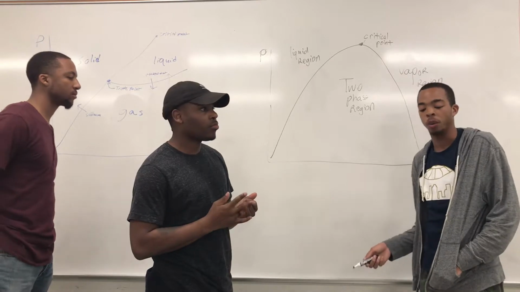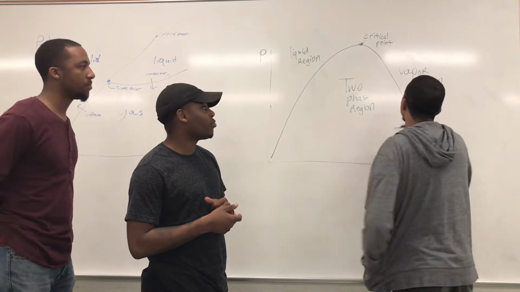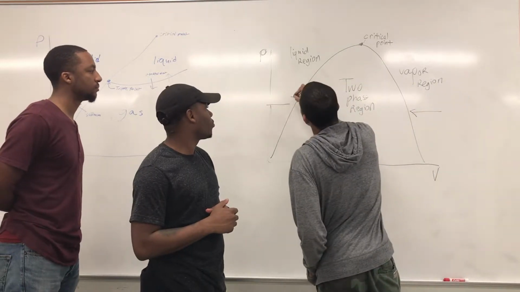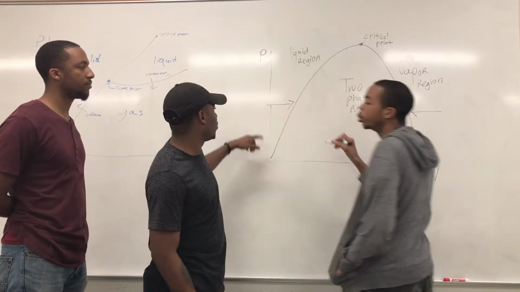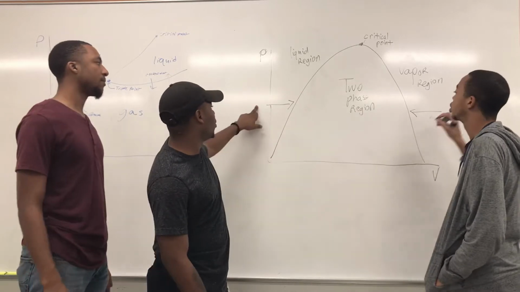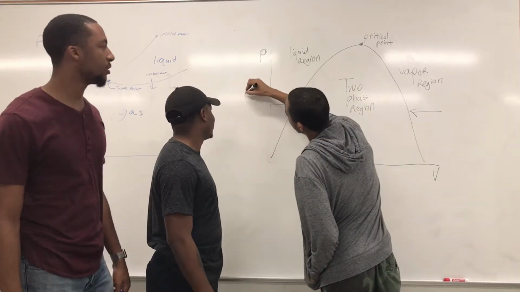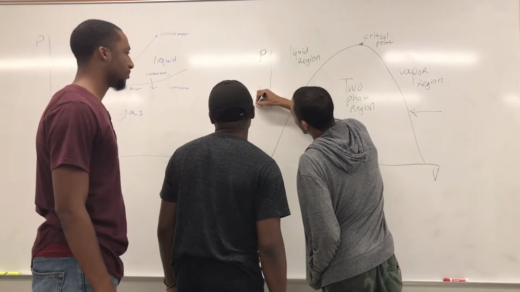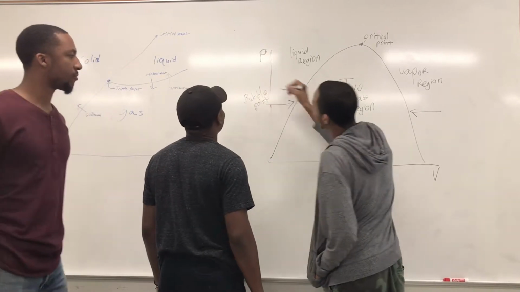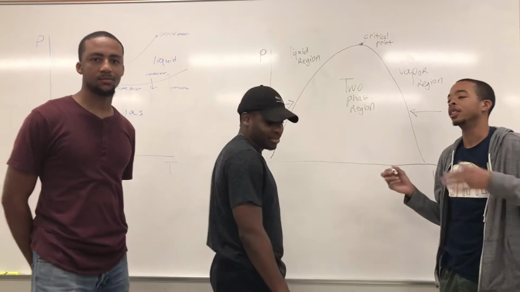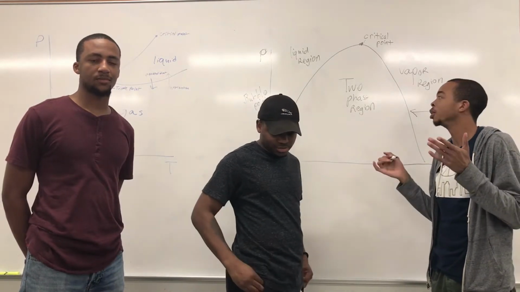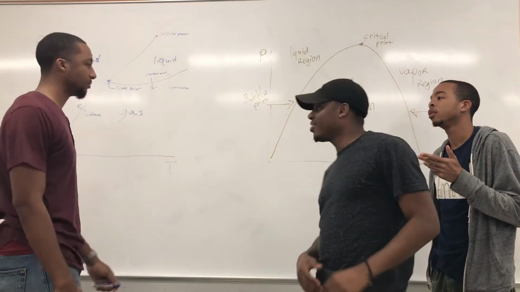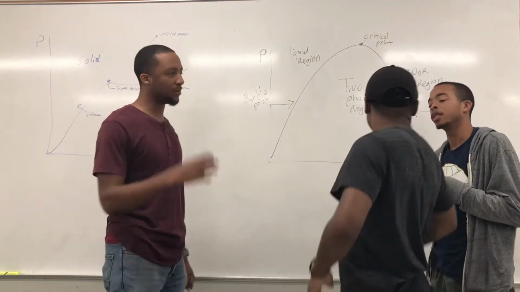In this, we also have two different types of lines. One is the bubble and one is the dew. This is the bubble point. And what happens at the bubble point? At the bubble point, the liquid gets heated up and starts to bubble, like boiling water. Correct.